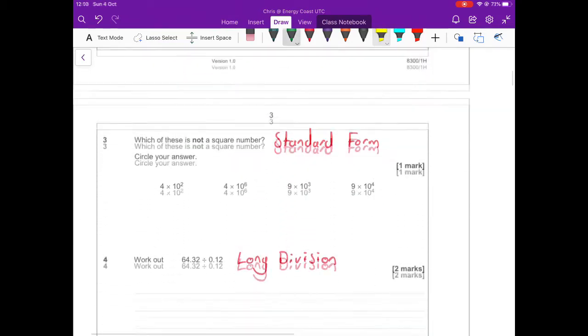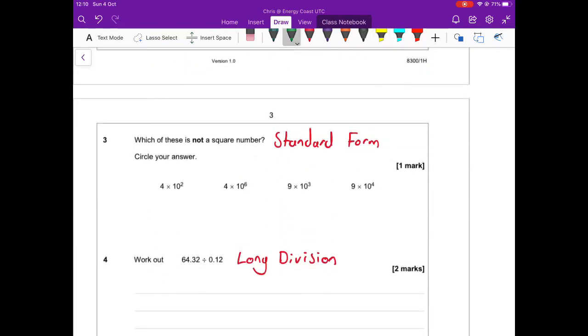Question 3. Question 3 is about standard form, which is quite a big topic, but it's only a 1-mark question. Let's have a look at it. Which is not a square number? Read that carefully. So I'm going to write all these numbers out as full numbers. This is in standard form, 4 times 10 to the power 2, and all that 2 is telling me is that I start with a 4 and write 2 zeros afterwards.